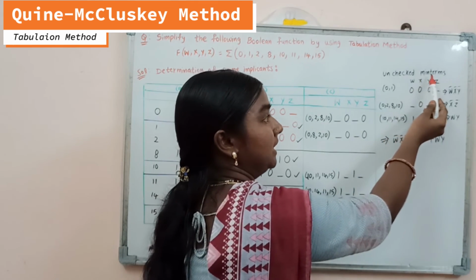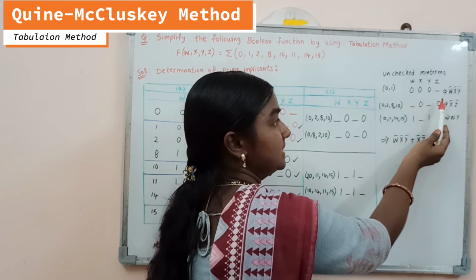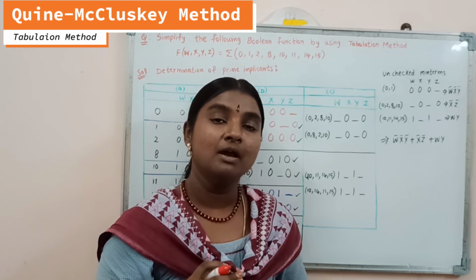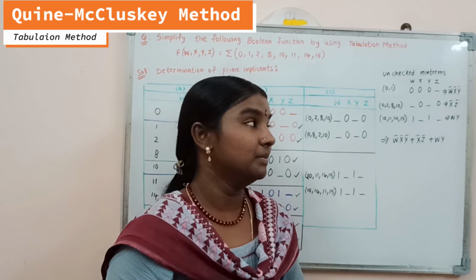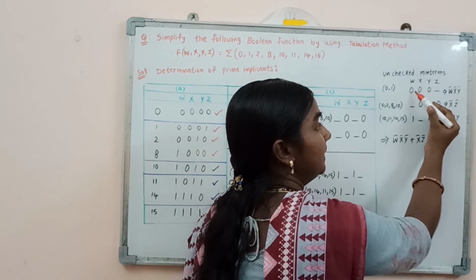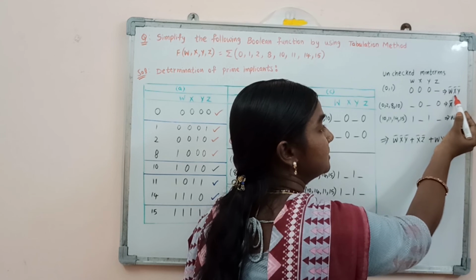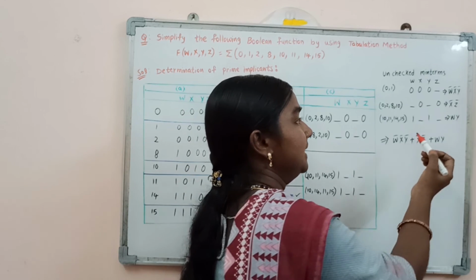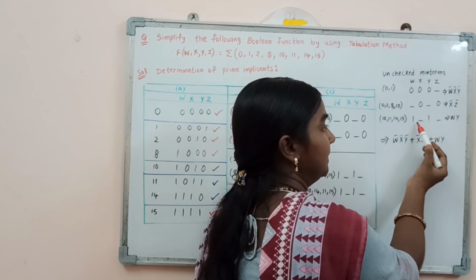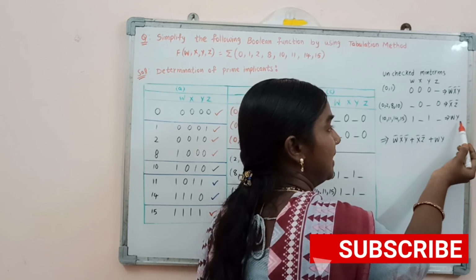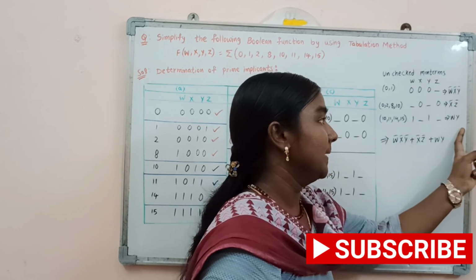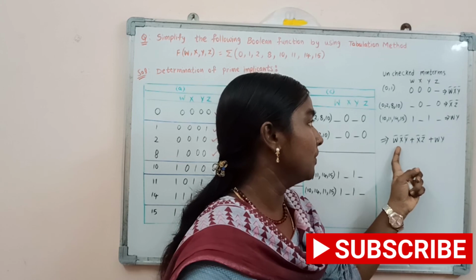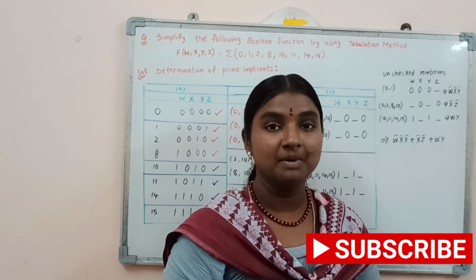So the unchecked minterm binary combinations are like this. In these, a 0 bit is represented with the complemented variable, and a 1 bit is represented with the normal variable. So we can write here 0 means W bar, here also 0 means X bar, here 0 means Y bar. So this is going to be one prime implicant. And then after that, X bar and Z bar, and here 1 means W and here 1 means Y. So these are the unchecked binary combination minterms, and the simplified Boolean expression will be equal to the addition of all these prime implicants.